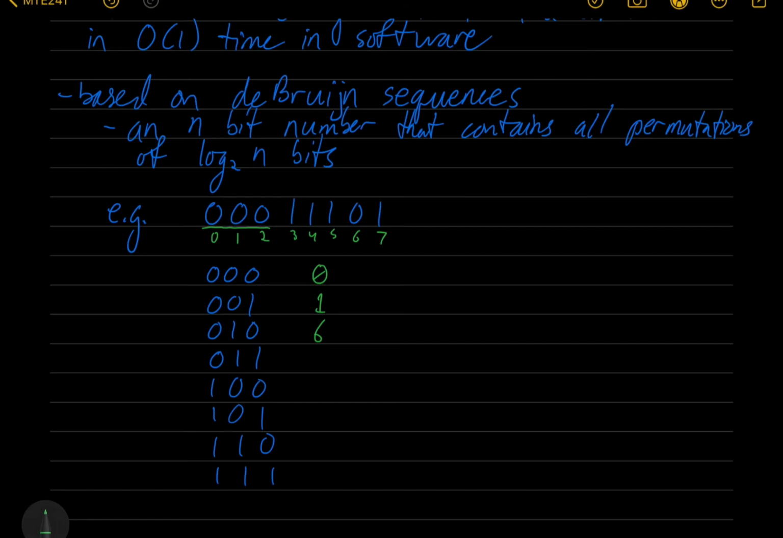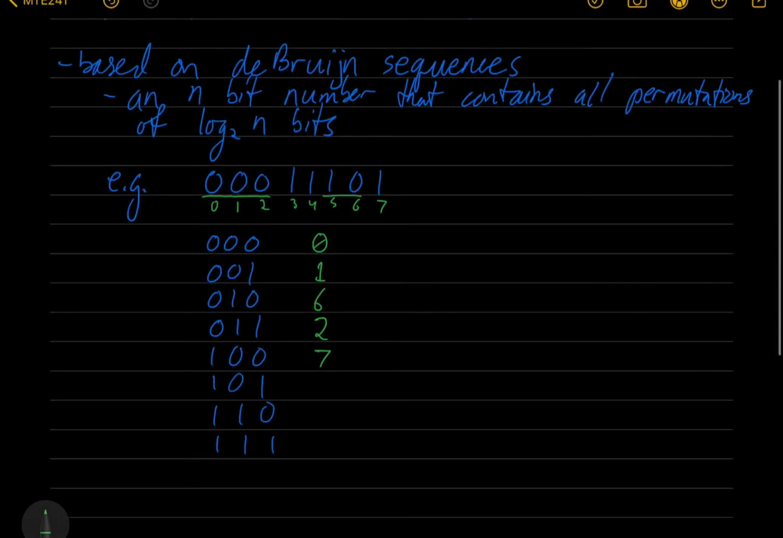0, 1, 1 starts at index 2. 1, 0, 0 would start at position 7 and wraps around to position 0 and 1. 1, 0, 1 is here, so position 5. 1, 1, 0 starts at position 4, and 1, 1, 1 starts at position 3. So let's just make a note that this assumes that it wraps around the end.